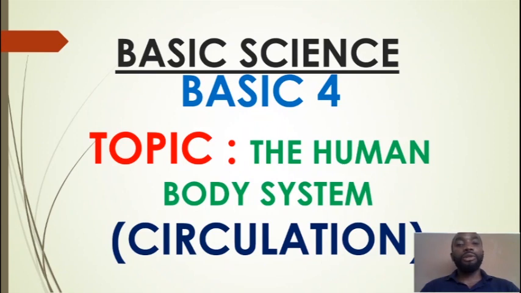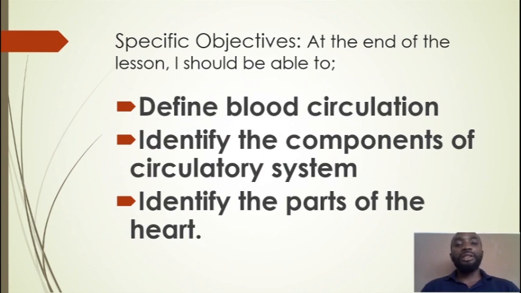Today we are looking at the human system, and we are narrowing it down to circulation. At the end of this lesson, there are some things that we intend to achieve. The first one, we want to know what we mean when we say blood circulation. The next one, we want to identify the components of the circulatory system, and then we also want to identify the parts of the heart. Now let's move on.